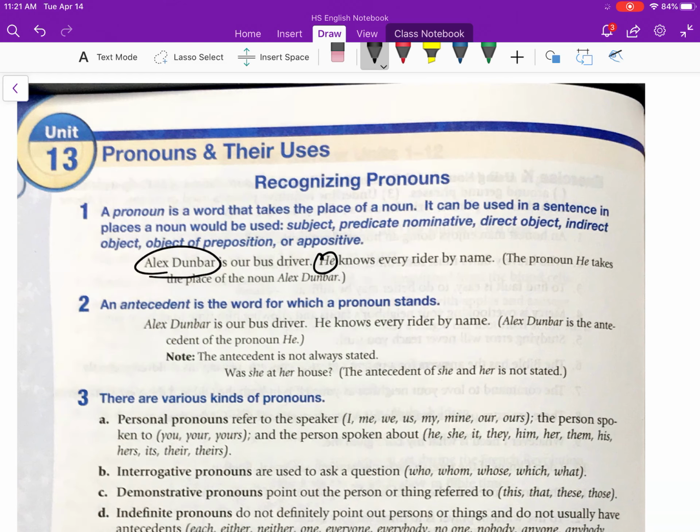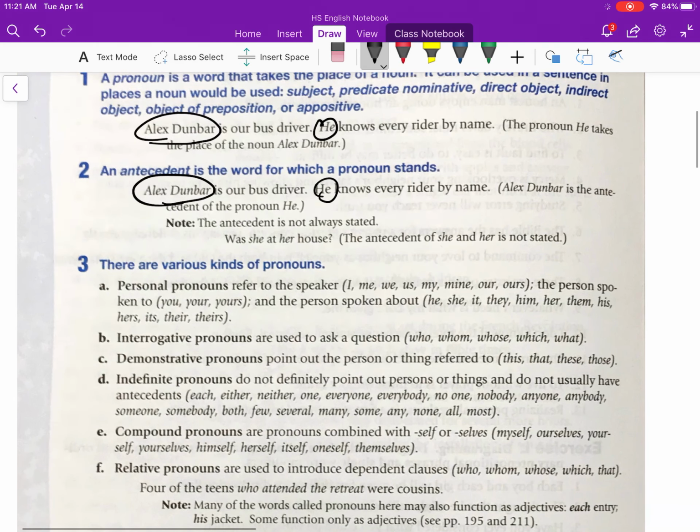Number two, an antecedent is the word for which a pronoun stands. Alex Dunbar is our bus driver. He knows every rider by name. Here's the pronoun again, and here's the antecedent, the word for which the pronoun stands. Note, the antecedent is not always stated. In this example, the sentence says, was she at our house? The antecedent of she and her is not stated in this case.